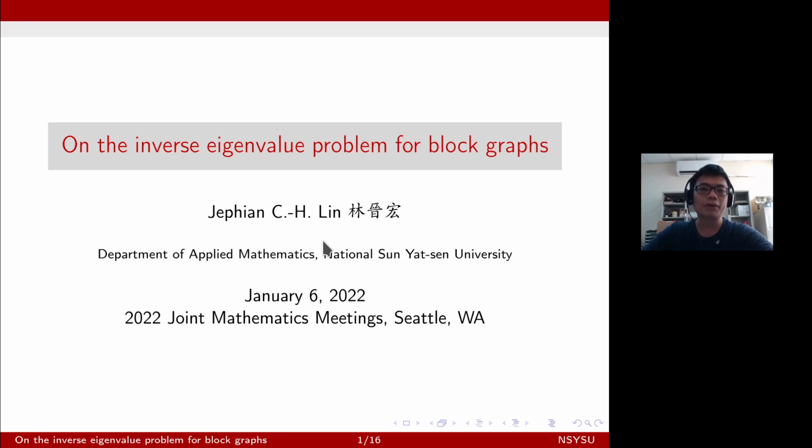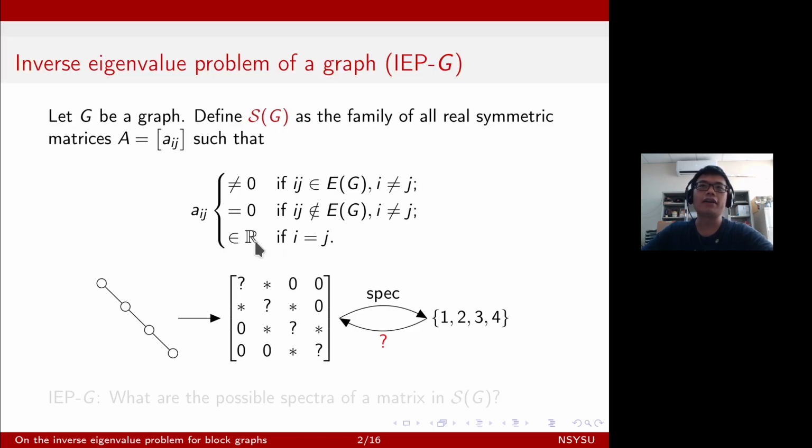So today I'm going to talk about the inverse eigenvalue problem. The inverse eigenvalue problem of a graph in particular is abbreviated as IEP-G. It will talk about a graph. A graph has a structure which has some vertices and some edges. Okay, and we are going to use the edges to describe the non-zeroness on a matrix. So the vertices will be the indices of the row and the column.